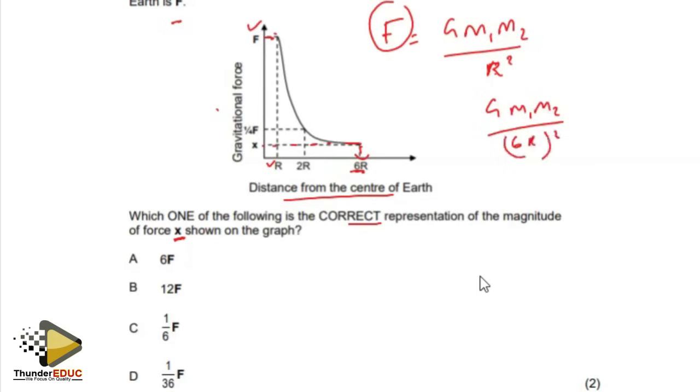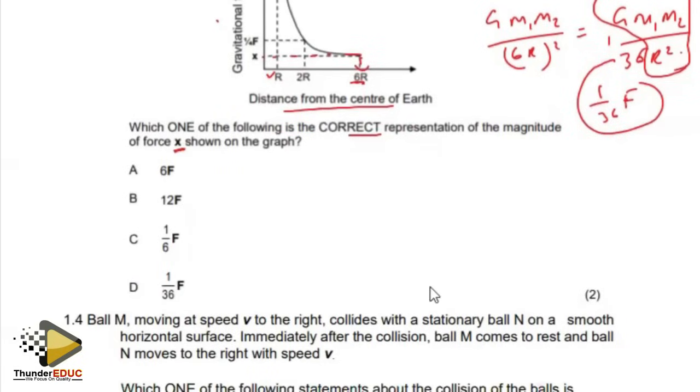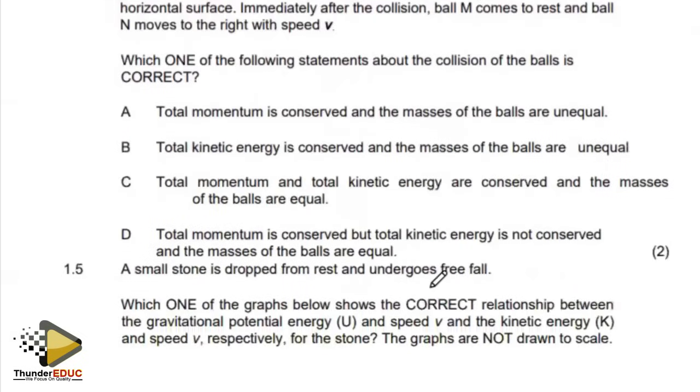So we know that 6 squared is going to give us 36R squared. If I exclude this, I'll be left with just 1 over 36F, because this whole thing represents F. So 1 over 36F should be the correct option. Now that's the force. For as long as you increase the distance, the force must also decrease. So D is the best option for this.